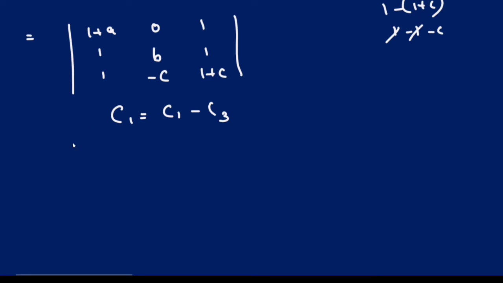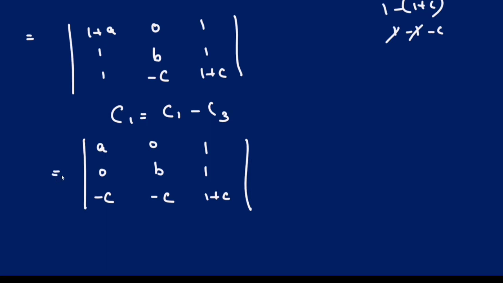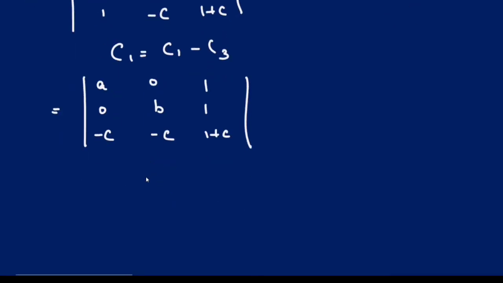So now C1 minus C3: A, 0, minus C here. The second column as it is: 0, B, minus C. Third column 1, 1, 1 plus C. Anything else? Anywhere you can bring zeros? That's all, because if you subtract this, the 0 will go off. If I do this, you will lose this 0. So let us stop here. Already we got 2 zeros. If you can simplify something, you can do it.